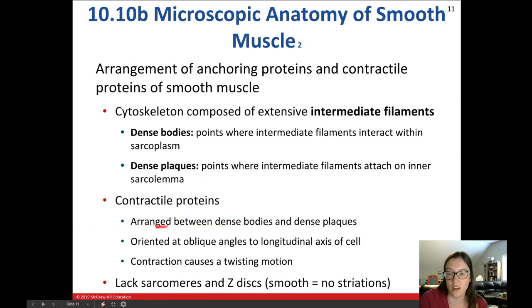As we said, the contractile proteins, actin and myosin, are arranged between the dense bodies and the dense plaques. They're oriented at oblique angles to the longitudinal axis of the cell. And that just means instead of being parallel and just shortening in one direction, they're oriented in lots of different directions, and the whole cell gets smaller as it contracts. And we do not have sarcomeres here, and there are no Z-discs, so it's smooth, there are no striations.